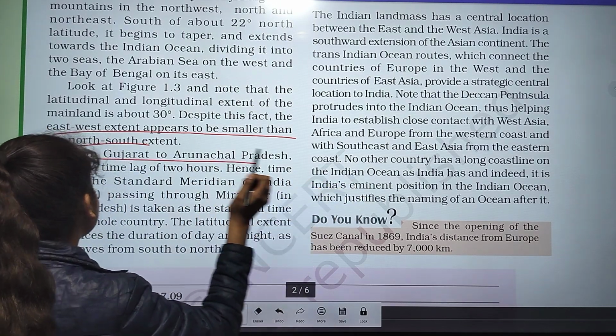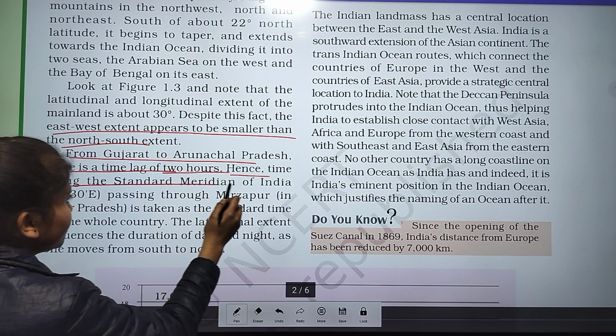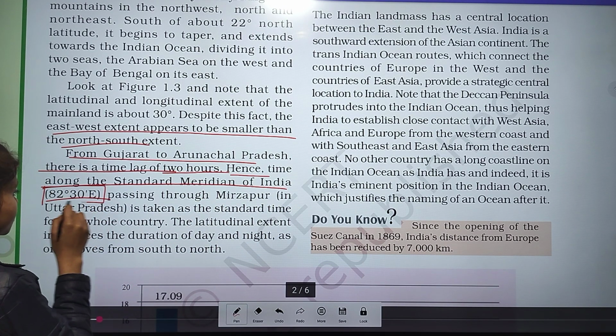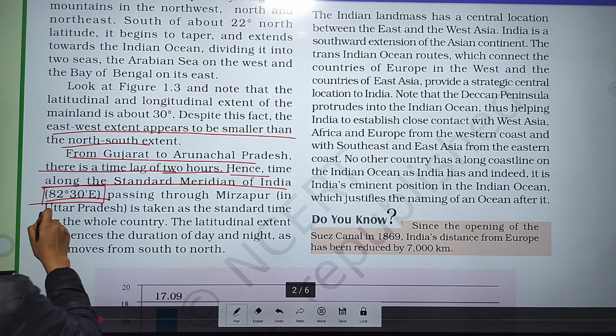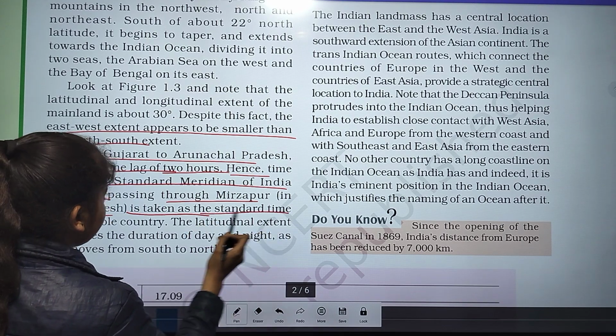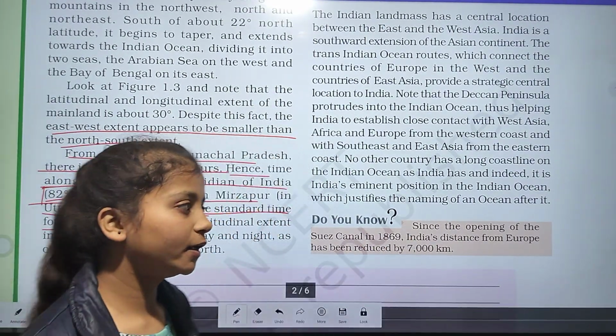Okay, from Gujarat to Arunachal Pradesh there is a time lag of 2 hours. Hence, you have to learn this degree also: the standard meridian passes through Mirzapur, which is located in Uttar Pradesh. 82°30' east is taken as the standard meridian for the whole country, it means the whole of India.